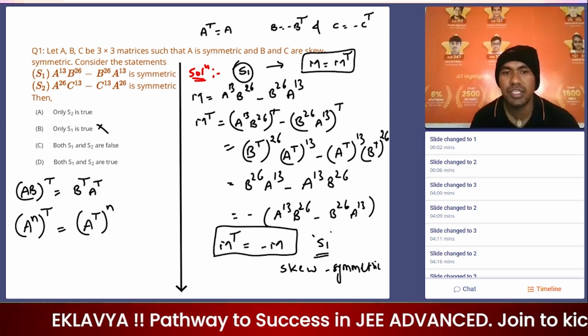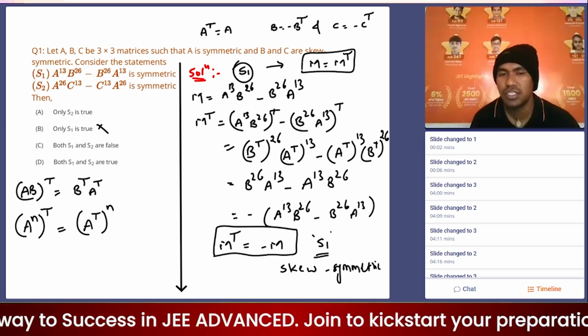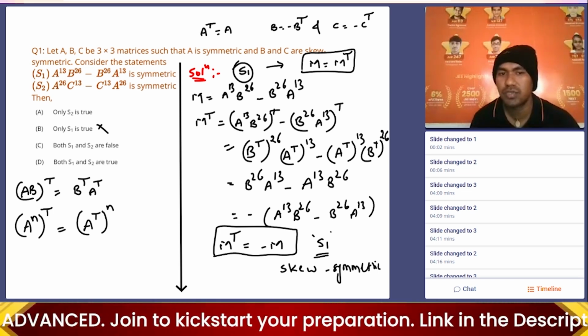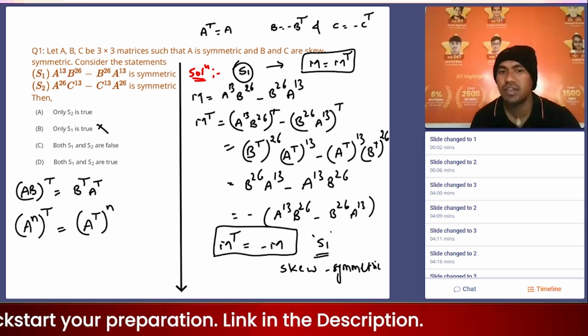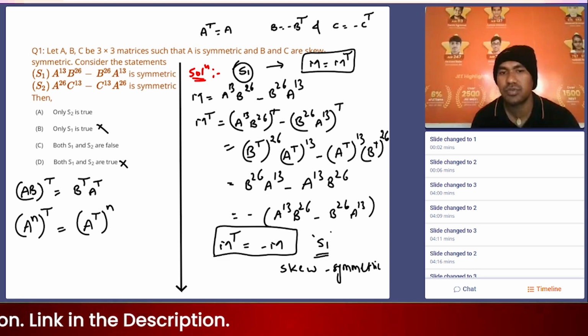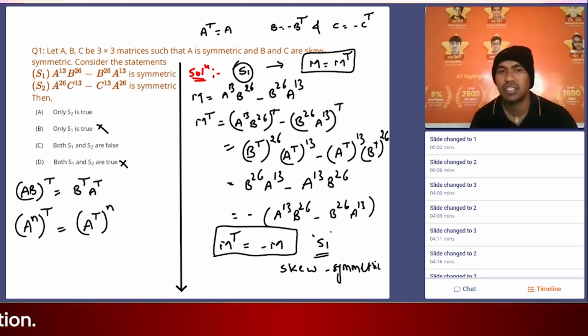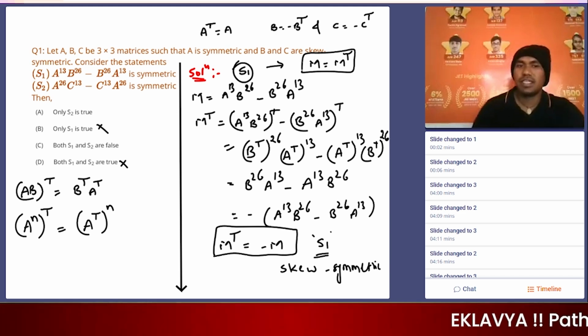So option B, only S1 is true, is not possible. And here they mention S1 and S2 are false. This is possible because we got S1 as false. And here both S1 and S2 are true. They mentioned S1 true, so this is also not the answer. Now we will verify S2 as well.